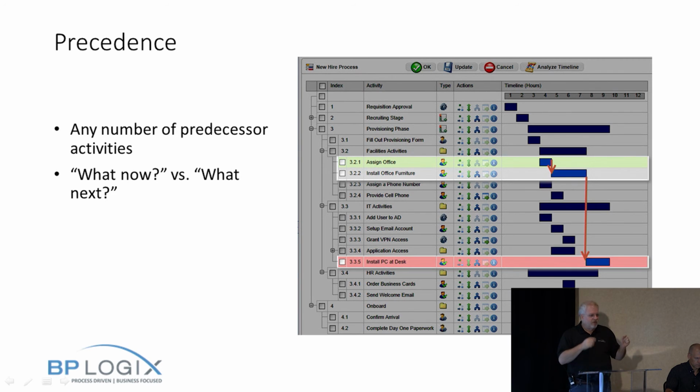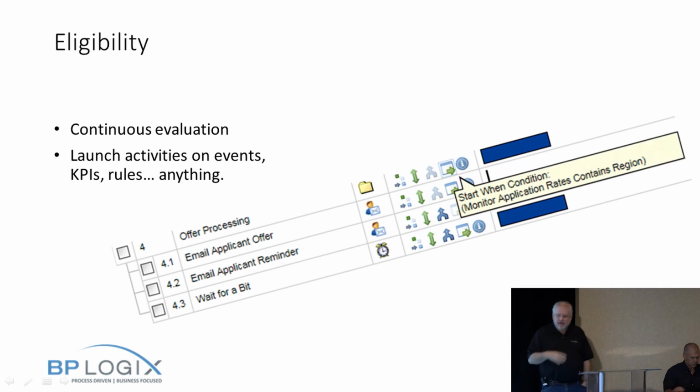What does precedence mean? Precedence means that there are certain things that have to get done before I'm done. So in this example, you have to have an office before you can put a desk in it, before you can put a PC on the desk, right? This is a simple example. You can have any number of predecessors.